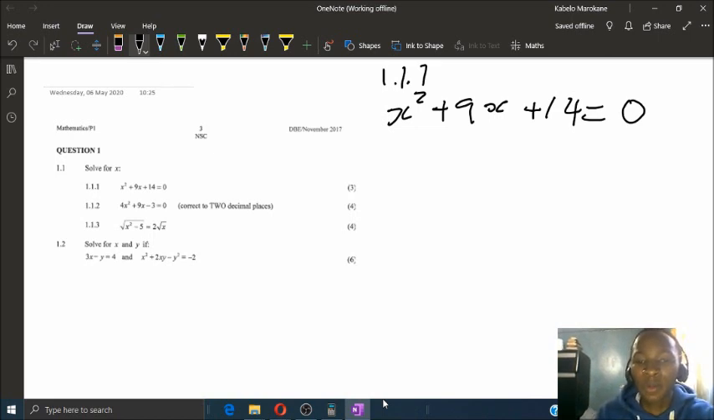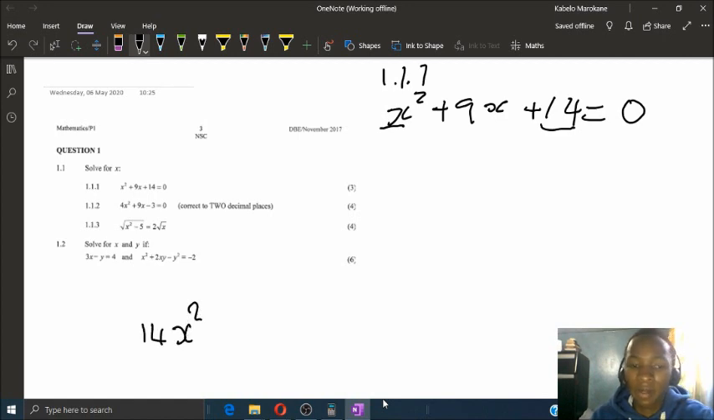So the first thing that we do is multiply x squared and 14, and the product will be 14x squared. So we need to find the factors of 14 which, when we add or subtract, will give us 9, but when we multiply them will give us 14. Those factors are 7 and 2.